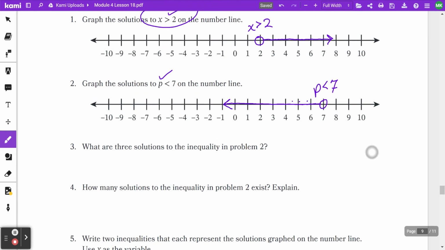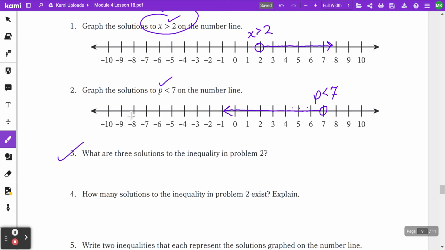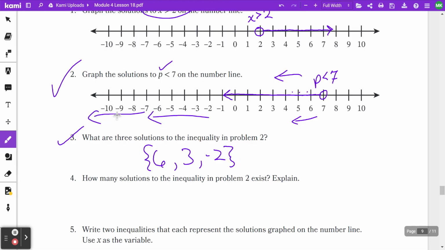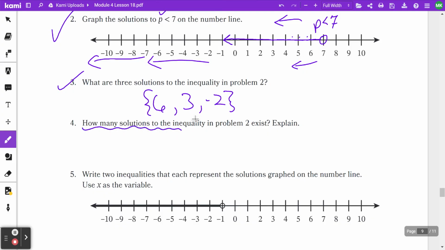Okay, let's see. So what are 3 solutions to the inequality in problem 2? Oh, what could be a solution? Well, it could be a 6, it could be a 3, anything to the left. It could be a -2. They all work. In fact, there are an infinite amount because these values just go on and on forever. And that's the next question. How many solutions to this particular inequality actually exist? And, well, there are an infinite amount.